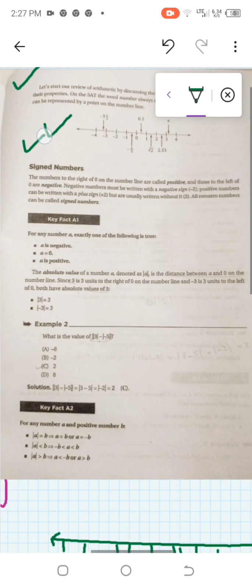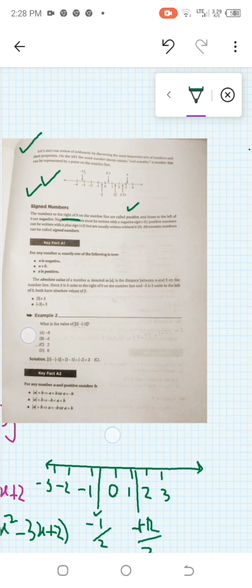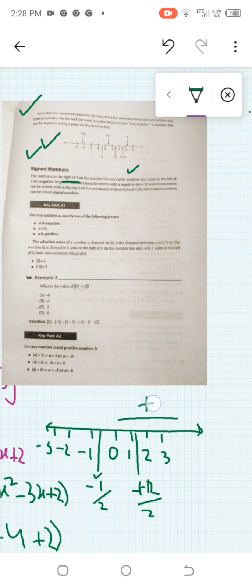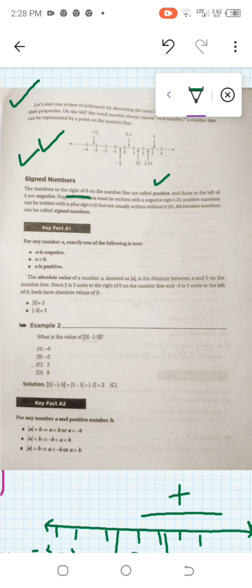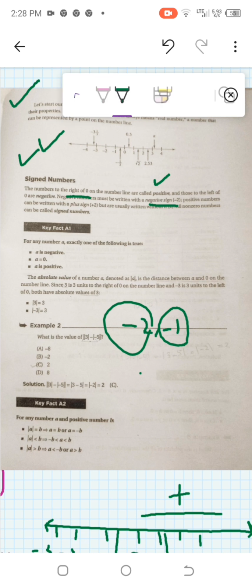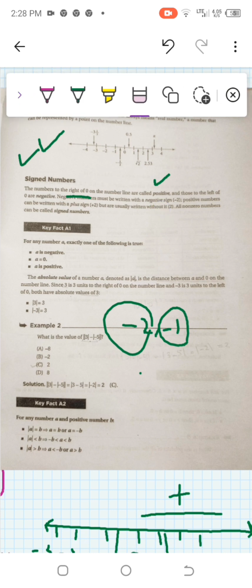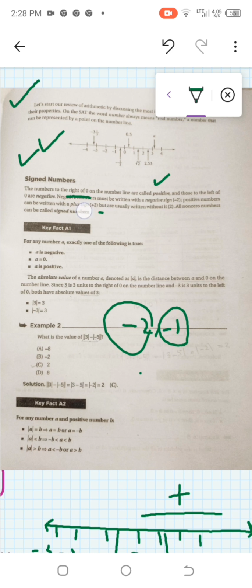So here we have signed numbers. The numbers on the right side of the zero are positive numbers, and the numbers on the left side are negative numbers. Negative numbers must be written with the negative sign, like minus 2, minus 1. Positive numbers can be written as plus 2, plus 1, plus 3, like this. Usually we write without it, but all non-zeros are known as signed numbers.